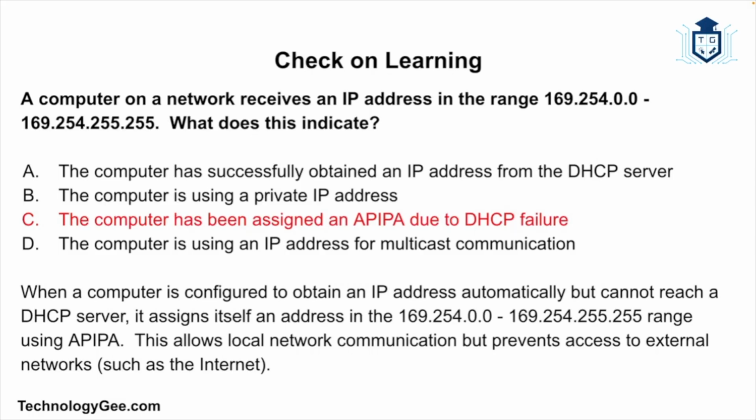So when a computer is configured to obtain an IP address automatically but cannot reach a DHCP server, it assigns itself an address in the range of 169.254.0.0 through 169.254.255.255. Now, this allows for local communication, but it prevents access to external networks such as the internet.